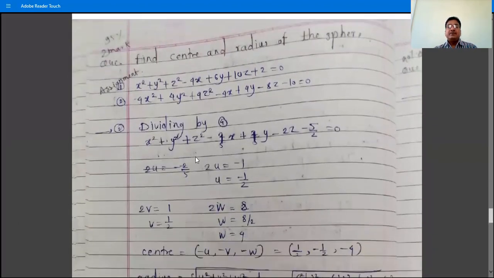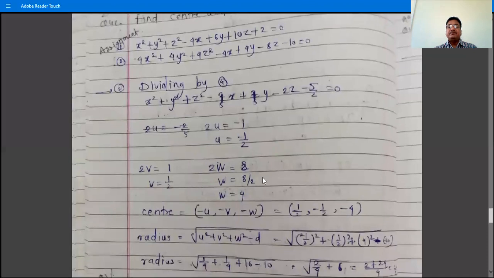What do we get? We get 2u is minus 1. Therefore, u is minus half. 2v is plus 1. Therefore, v is half. And 2w is minus 2. Right? 2w is minus 2. Don't write 8, it is minus 2. And therefore, w is what? W is minus 1.